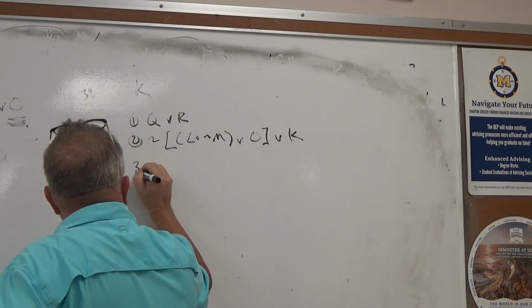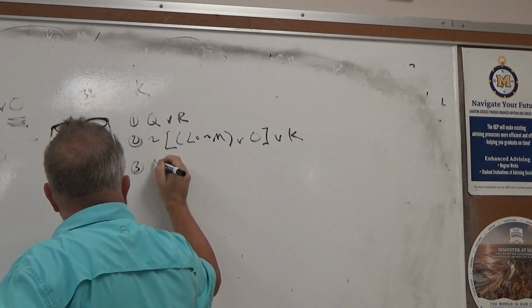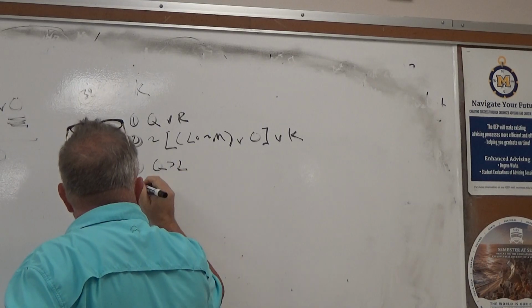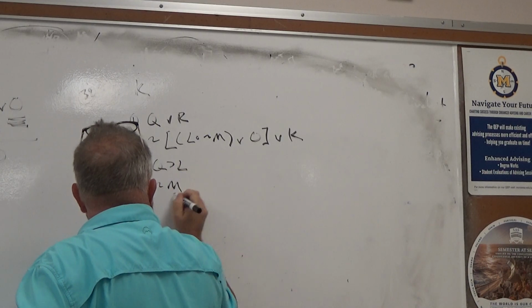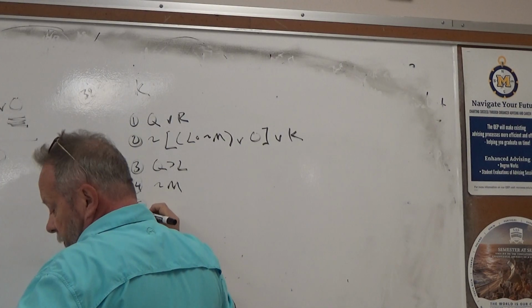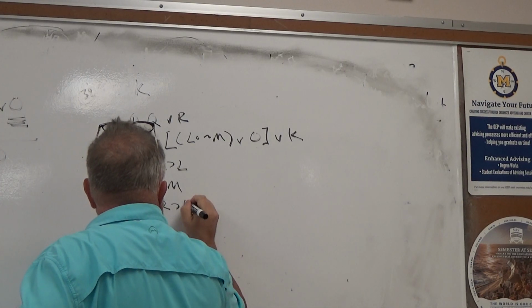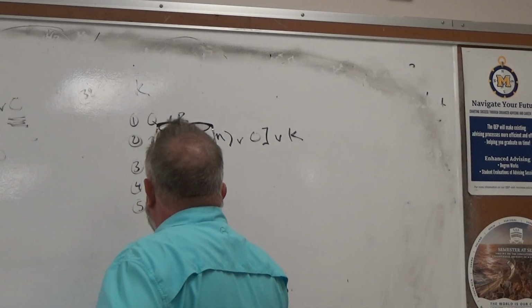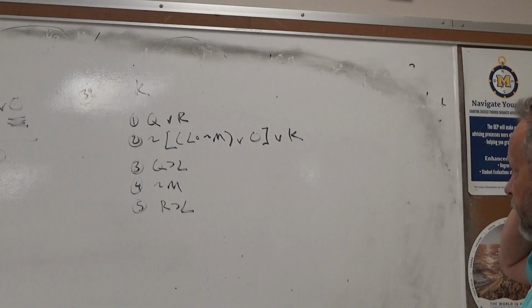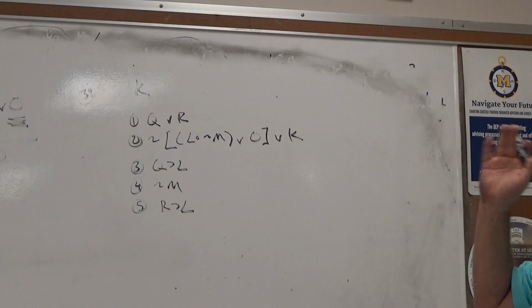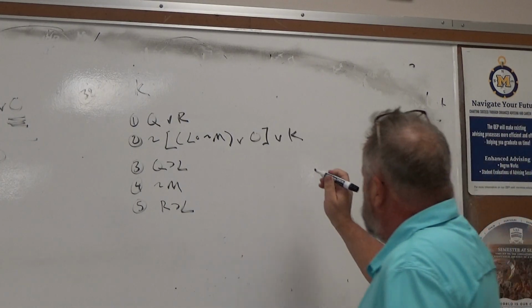K, and then we have Q, then L, and we have not M, and we have R, then L. Okay. So the first thing I'm going to do is look for what I need, K, and I see a K right here.